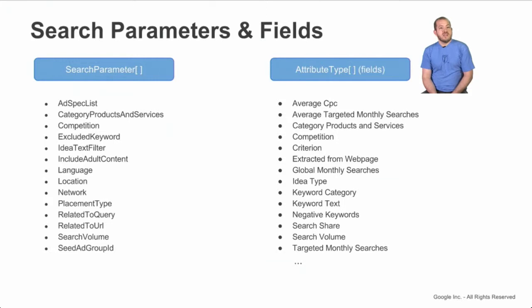And on the right here, the attribute types are the things you're interested in receiving. So, okay, given these parameters, here's what I want back in my results. And you have things like CPC, keywords, search volume. So you configure your request input on the left, and you define what you want to come back in the attribute type collection on the right.